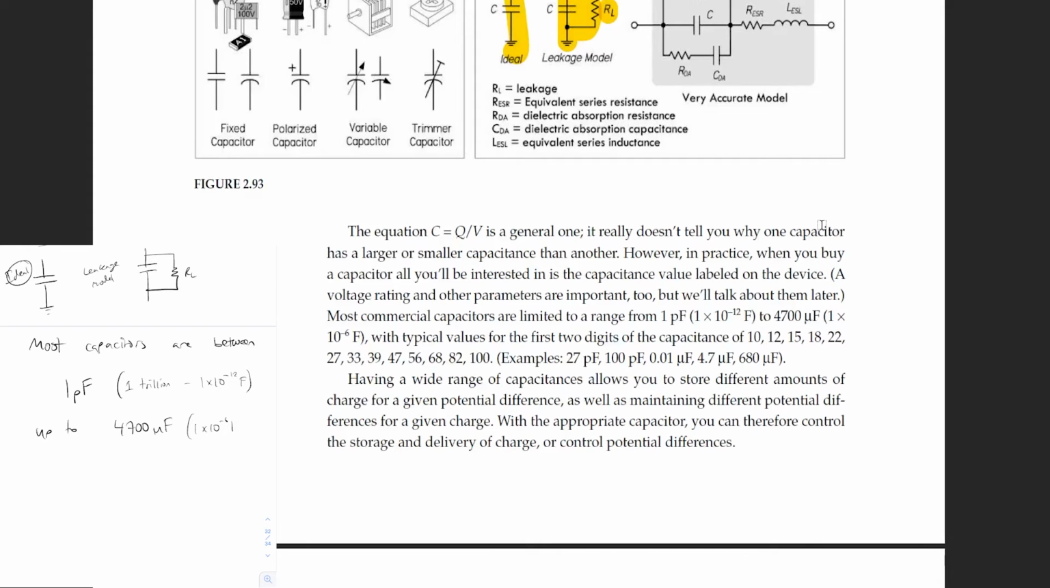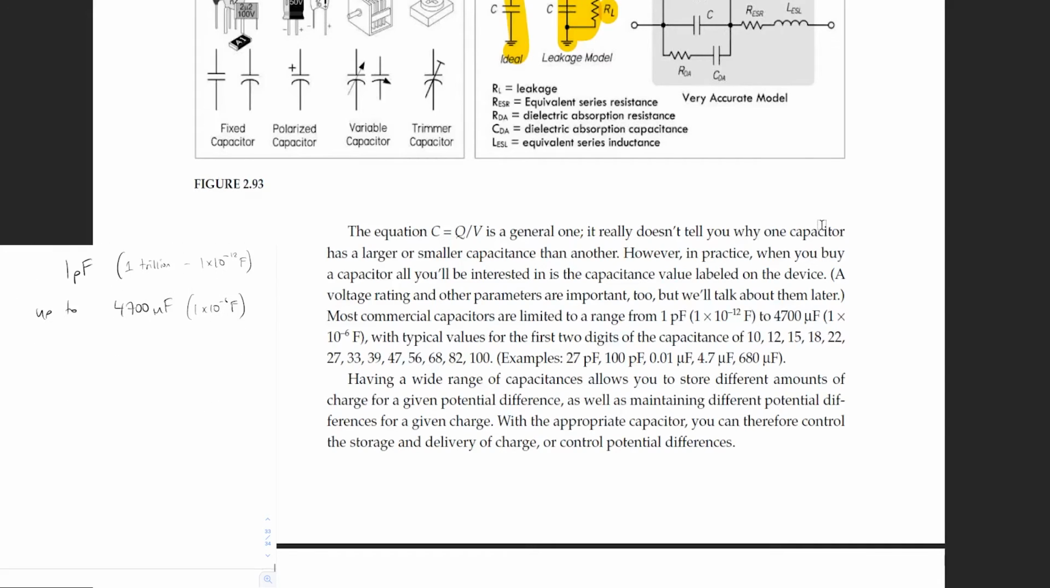Which is 1 times 10 to the 6. I only wanted to write down that it's 1 million. Typical values for the first 2 digits of the capacitance are 10, 12, 15, 18, 22, 27, 33, 39, 47, 56, 68, 82, and 100. Do I need to know that? As long as I get that the range is tiny. No, I'm not going to write that down. That's too many numbers.